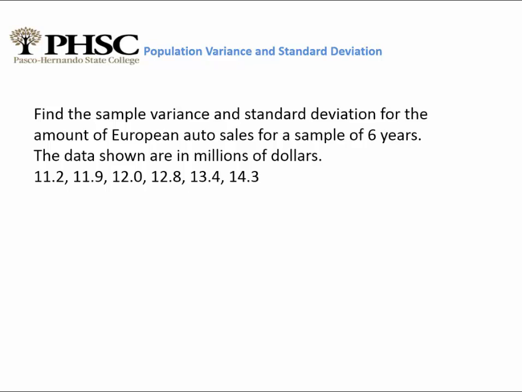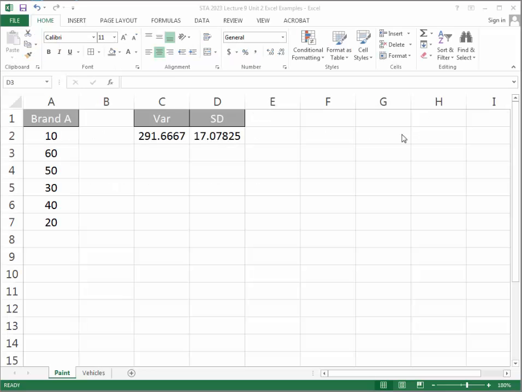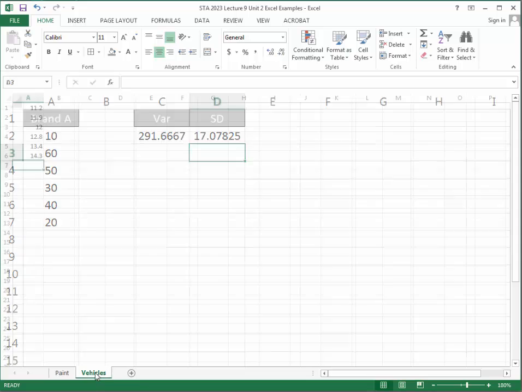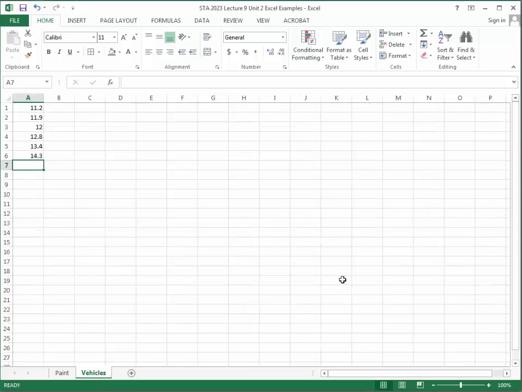The next thing is here we have a sample data set. So we're going to find a sample variance and standard deviation for the amount of European auto sales for a sample of 6 years. So it's a sample. The data shown is in millions of dollars. So let's go ahead and use Excel to find that. Here are all of the data points for the vehicles.